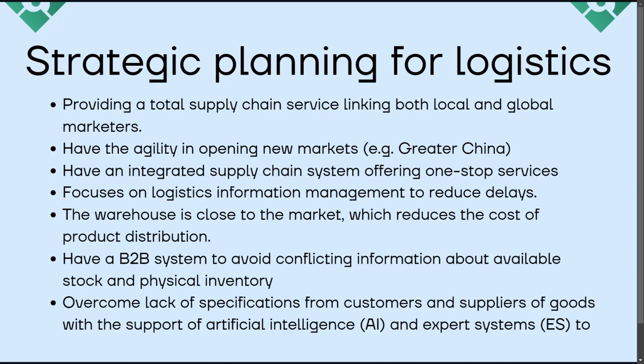The strategic planning for logistics: providing a total supply chain service linking both local and global markets, having the agility in opening new markets, having an integrated supply chain system offering one-stop services, and focusing on logistic information management to reduce delays. The warehouse is close to the market, which reduces the cost of product distribution. It has a B2B system to avoid conflicting information about available stock and physical inventory, and overcomes lack of specification from customers and suppliers of goods with the support of artificial intelligence and expert systems.